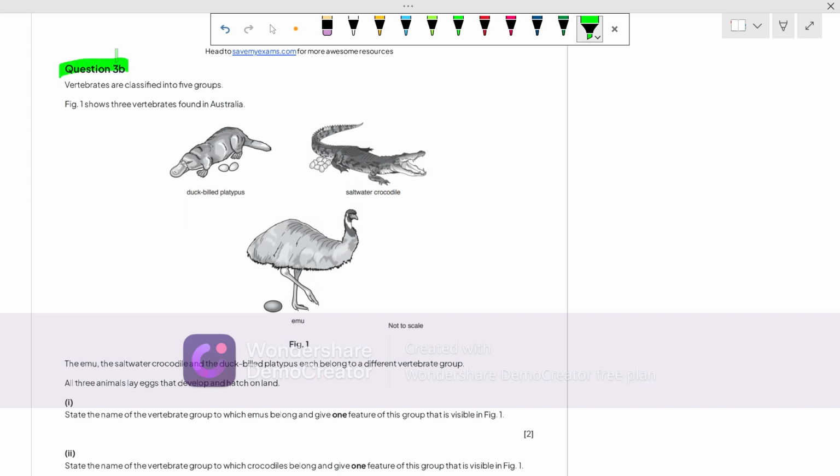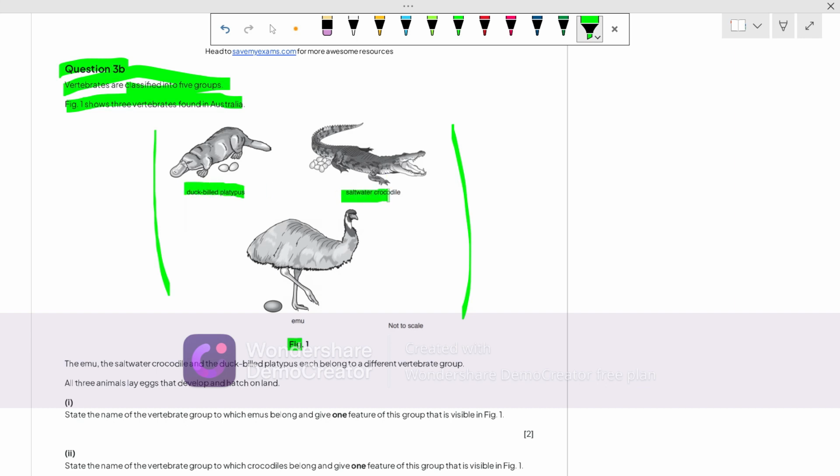Question 3b. Vertebrates are classified into 5 groups. This is figure 1, and figure 1 shows 3 vertebrates found in Australia. These are the 3 vertebrates. We have the duck-billed platypus, the saltwater crocodile, and the emu.